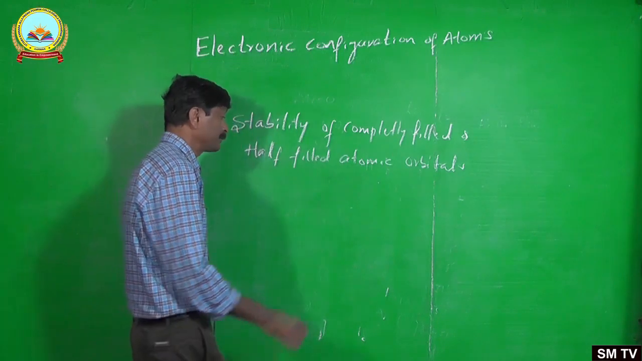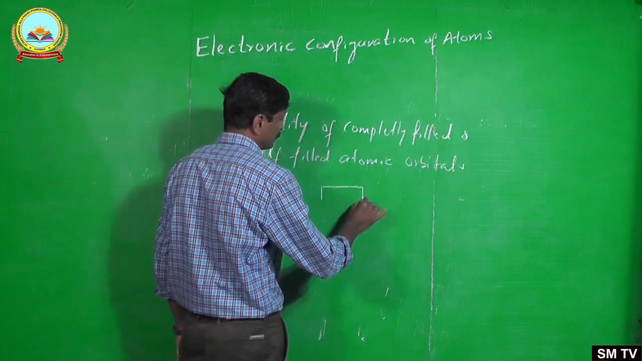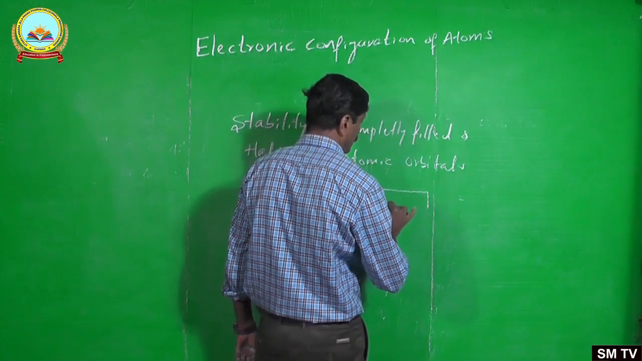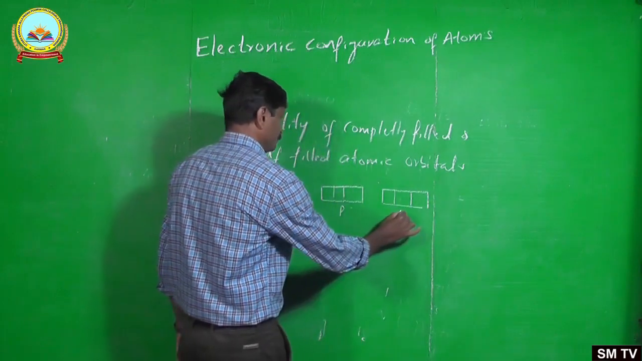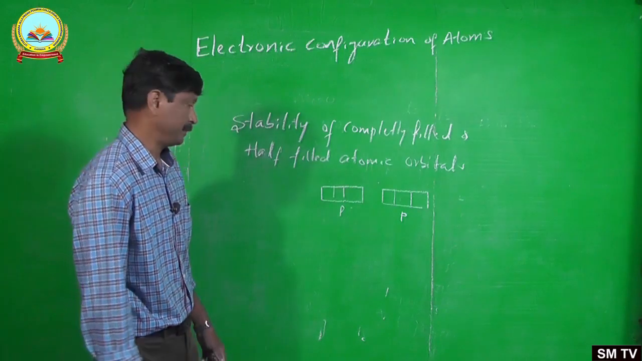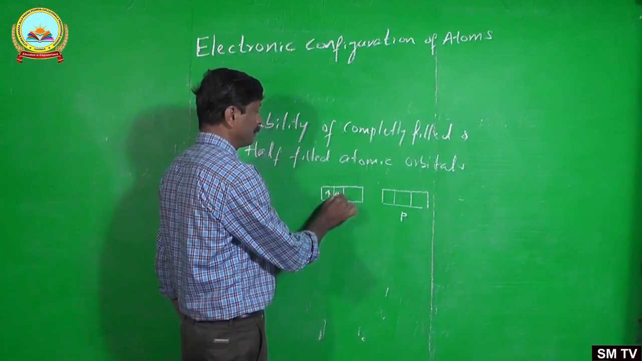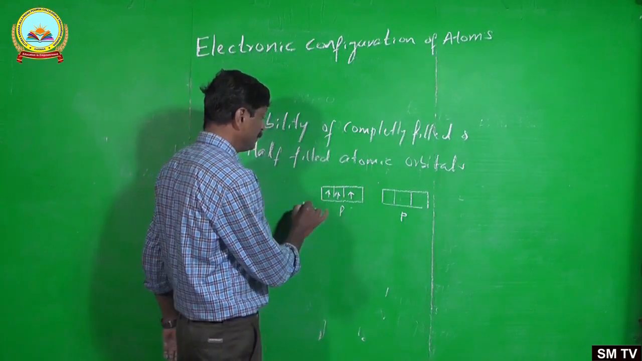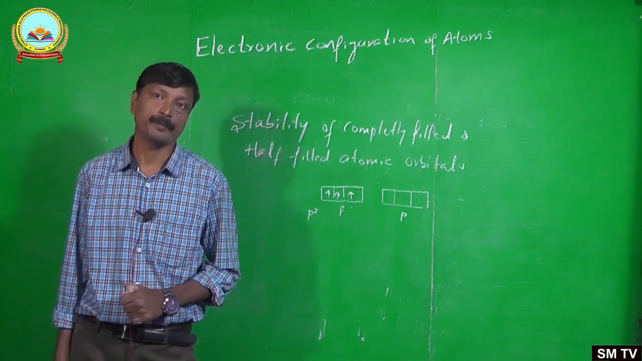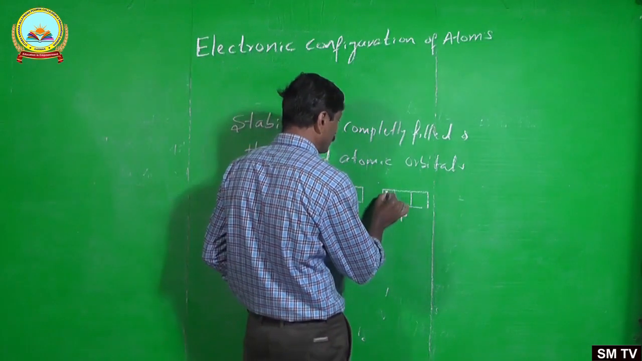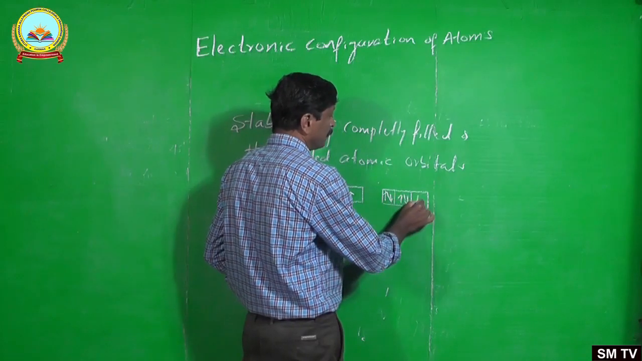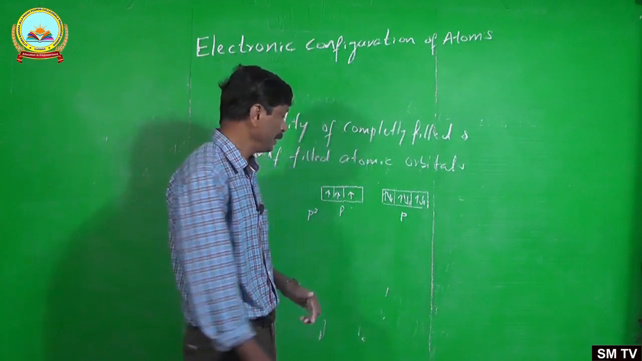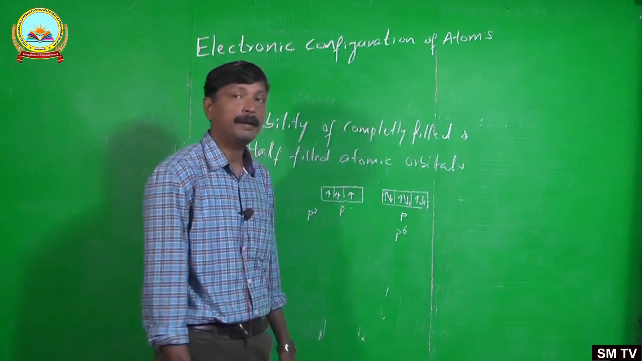You know that in a p subshell you have 3 orbitals. Suppose each orbital is occupied by 1 electron each, then it is called a half-filled atomic orbital. P3, the p3 configuration is called half-filled. If all 3 p orbitals are occupied by 2 electrons each, that means a p6 configuration is called a completely filled orbital.